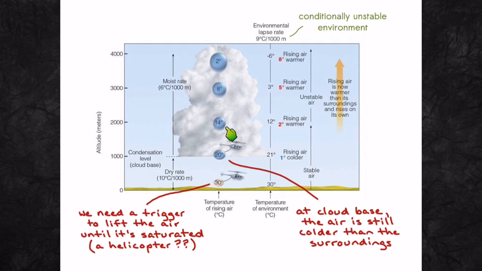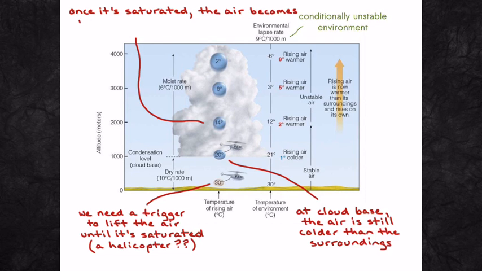And if you compare the temperature there, inside the cloud, to the temperature of the surroundings, it's actually going to be warmer at this point because the saturated air stays a bit warmer. And so once the air becomes saturated, once it becomes part of the cloud, then the air becomes warmer than the surroundings, and it rises on its own at that point because it's warmer than the surroundings. It'll just keep going.